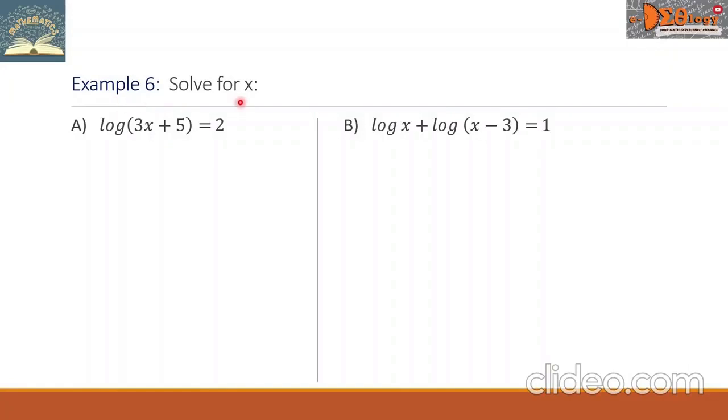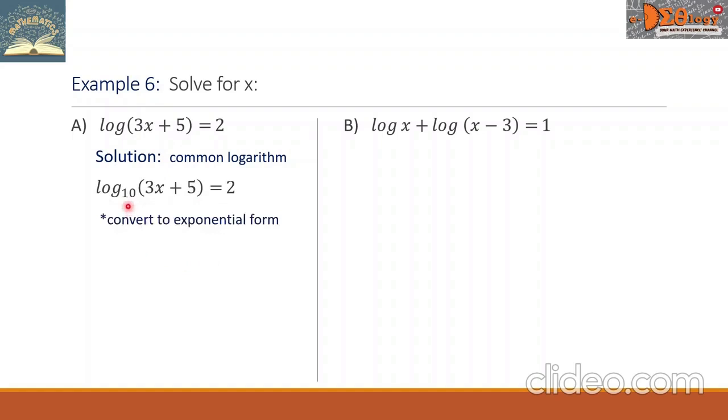Example 6. Solve for x. We have two problems, A and B. Let's begin with problem A. Log of the quantity 3x plus 5 equals 2. Note that there is no base here. That means this is a common logarithm. We know that when there is no base, it is by default 10. Let us show the base 10. So we have log of 3x plus 5 base 10 equals 2.